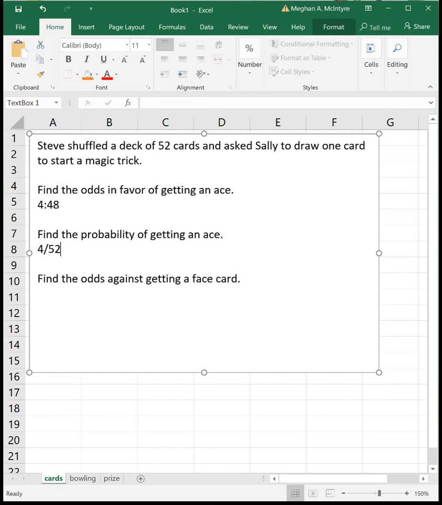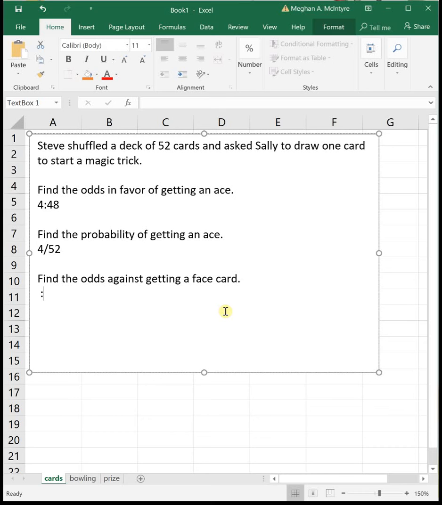So the next example says, find the odds against getting a face card. So if we're trying to find the odds against getting a face card, we want to find the number of ways to not get a face card compared to the number of ways to get a face card. And I'm actually going to start with the second side of this first.